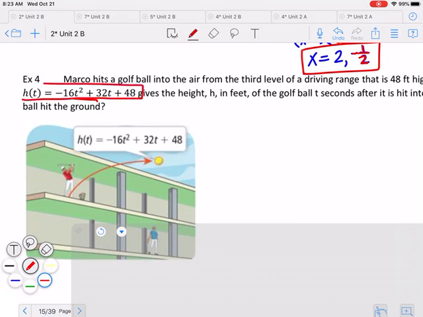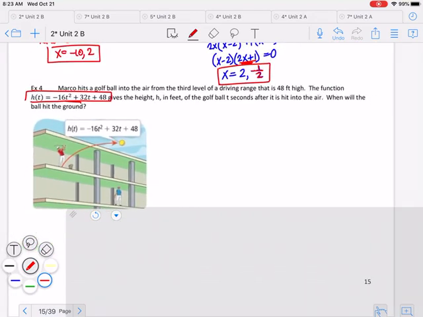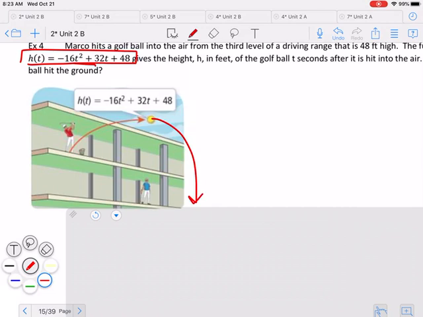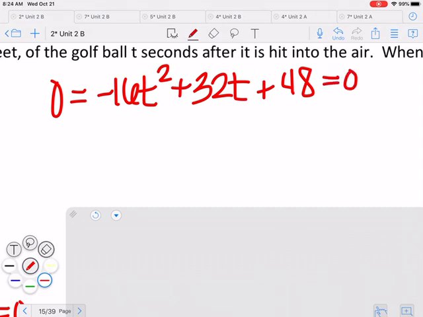This function, h of t, is height in terms of time, that's what h of t means. They're asking us, when will the ball hit the ground? When the ball hits the ground, the height of the ball will be 0. So we're replacing the h of t with a 0. -16t squared plus 32t plus 48. And now we can solve this. I like my equals 0 to be on the other side when we're solving. I'm just weird that way.